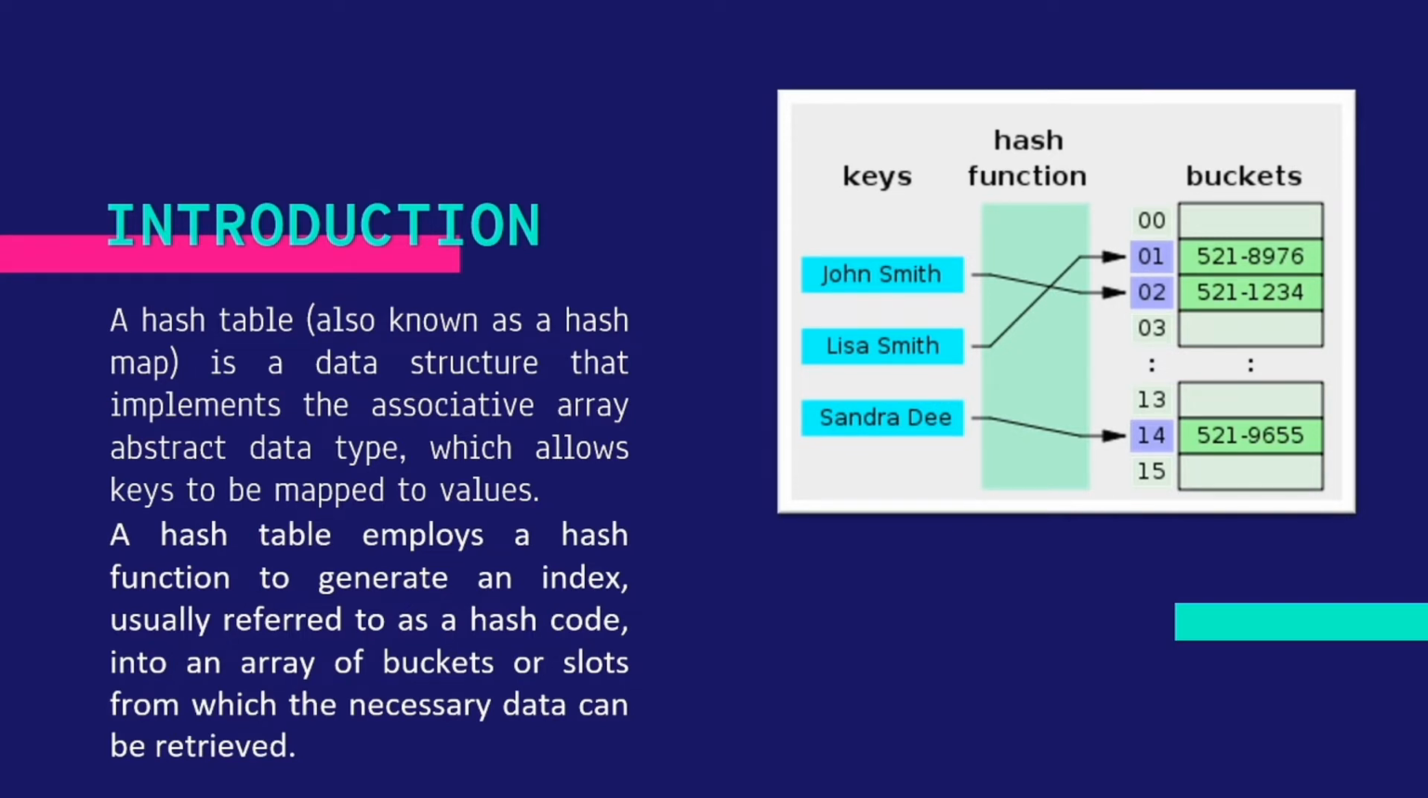A hash table employs a hash function to generate an index, usually referred to as a hash code, into an array of buckets or slots from which necessary data can be retrieved. So to know more about hash function, let's move forward to the next slide.